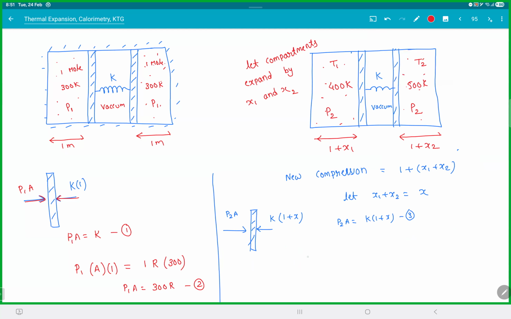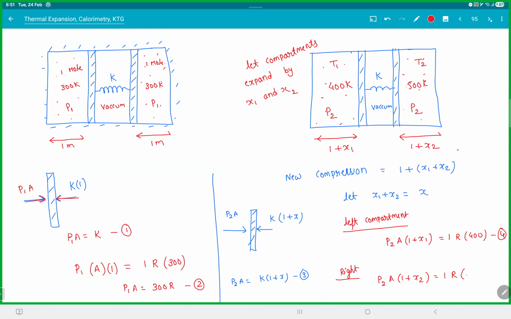For the left compartment, what remains constant? Number of moles. So I'll use the equation P1 V1, or I can just directly use this. What is the pressure? P2, area, length becomes 1 plus x1, is equal to 1 R, temperature is 400. That's your equation 4. For the right compartment, pressure is the same, P2 into area into 1 plus x2. Number of moles is 1, R, and the temperature is 500. There, everyone. 5 equations.